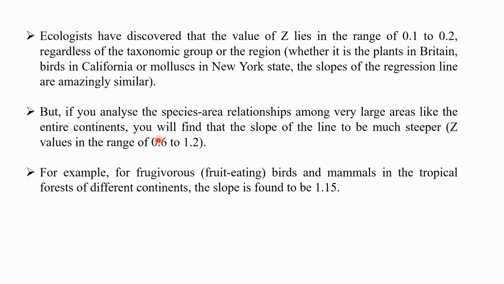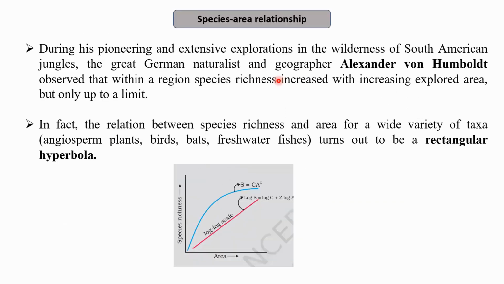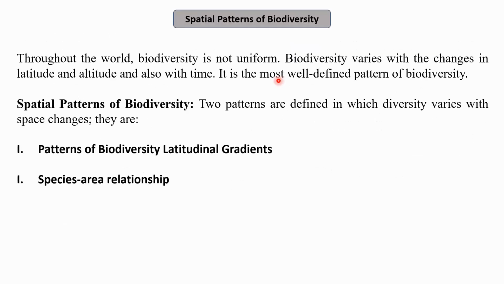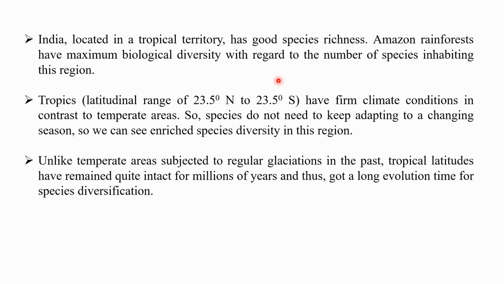So an example has been given for frugivorous birds, that is the fruit-eating birds, and the mammals in the tropical forest of different continents, where the slope or the value of Z is found to be 1.15. So this was about the spatial patterns of biodiversity, which include the latitudinal gradients and the species-area relationship.